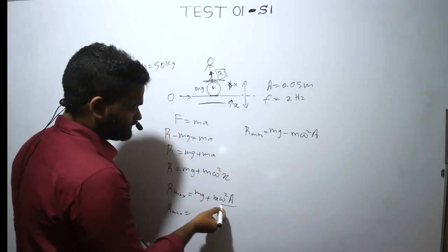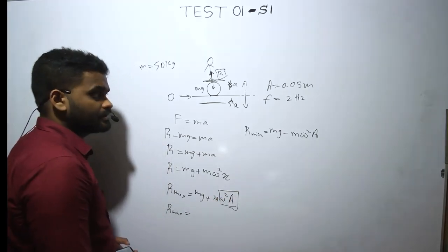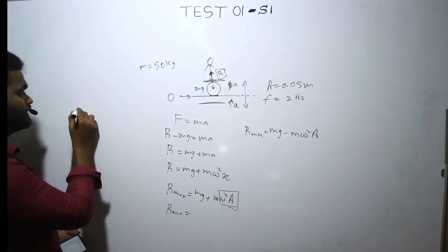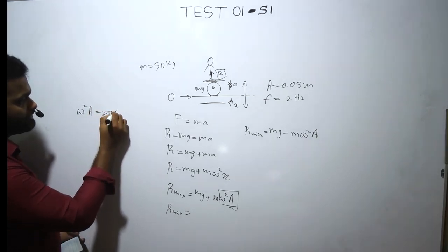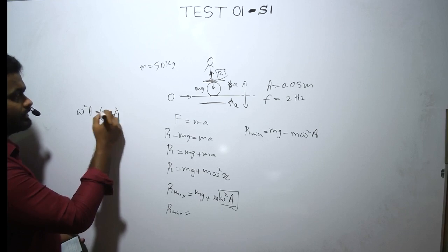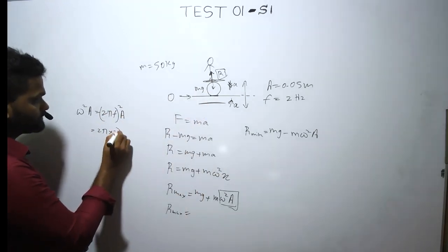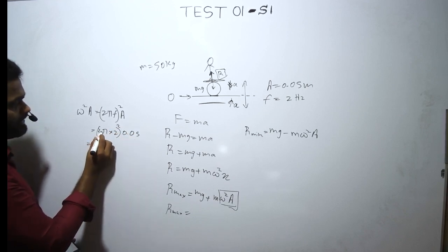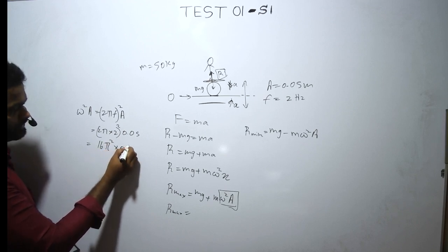First, I'll just find this. This is maximum acceleration. Can you see that? Omega squared A is maximum acceleration, right? So I'll find maximum acceleration separately. Omega squared A equals, omega means 2 pi f, times capital A. Frequency is given as 2 hertz. Amplitude is 0.05. So here you have 4 pi squared, so 16, pi squared, times 0.05.